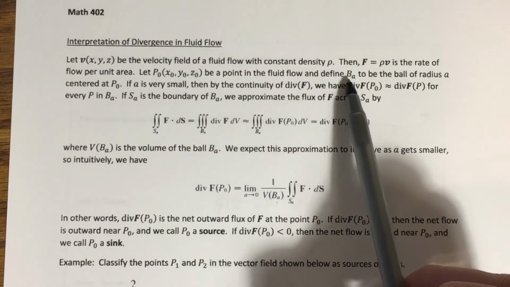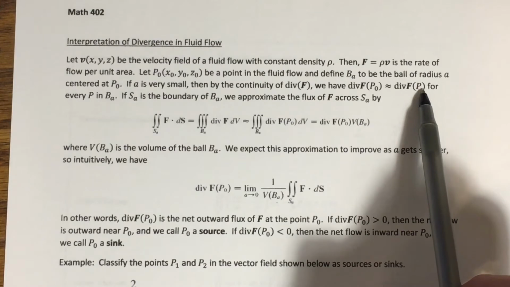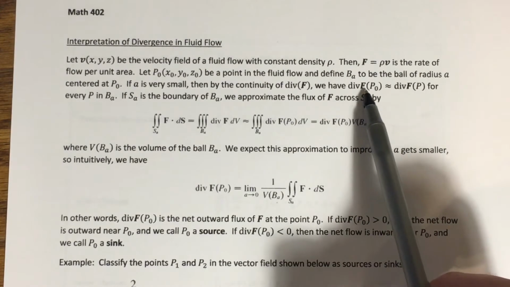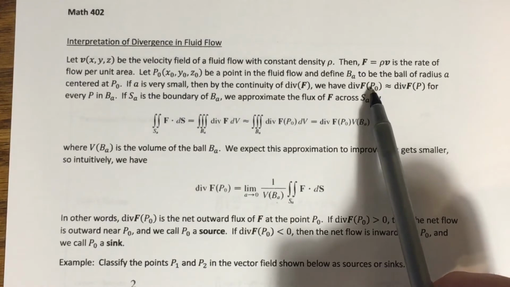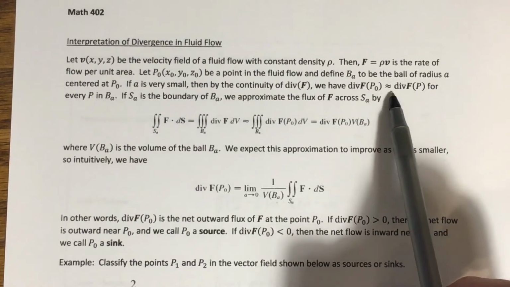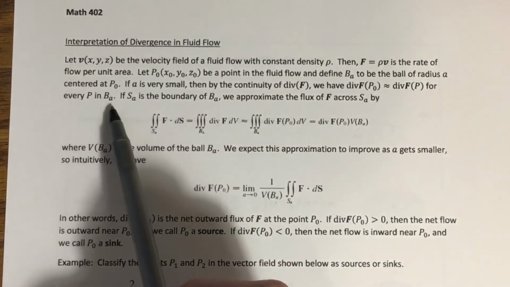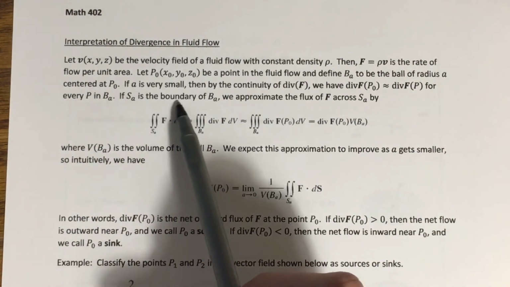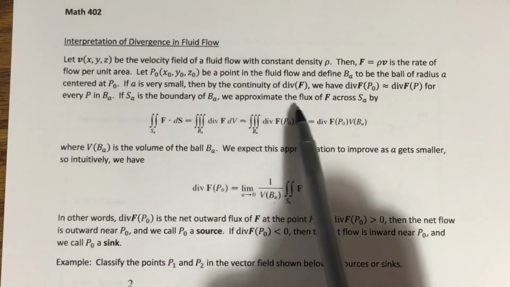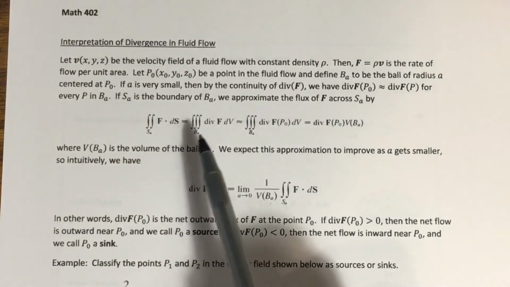Because the ball B sub A is considered to be very small, then if I choose some other point in that ball, which I just call P, and evaluate its divergence compared to the divergence of our vector field at the point P naught, the center of the ball, we should expect a very, very little change from here to here. So I could say that these two things are approximately equal to each other. And this will be true for every P in that little ball B sub A. Now, if we let S sub A be the sphere that's acting as the boundary of B sub A, what I can do is approximate the flux of F across that boundary surface using the divergence theorem.